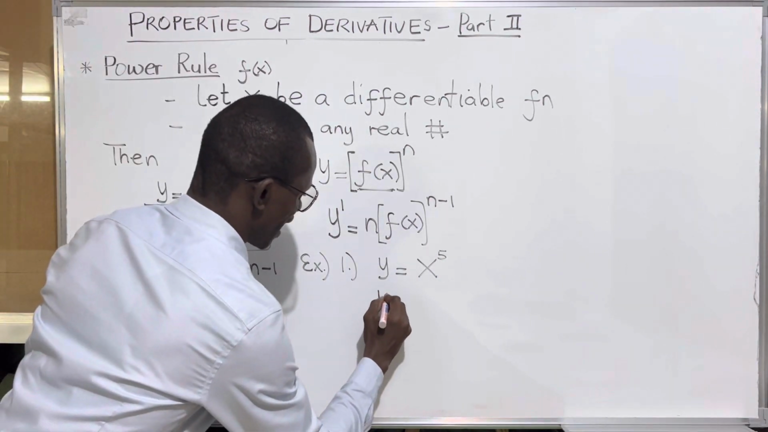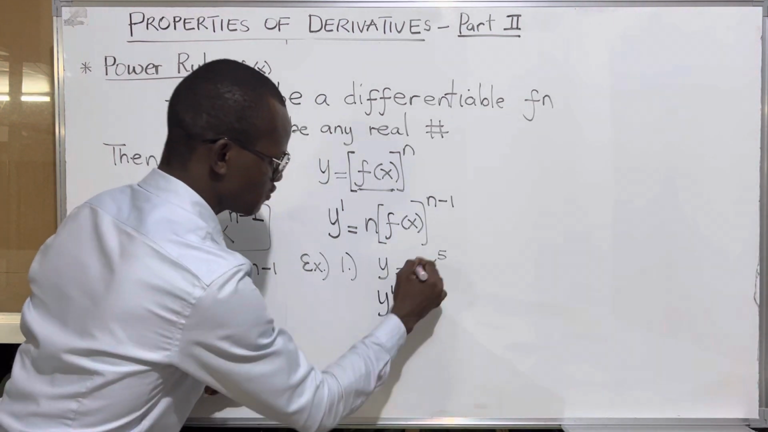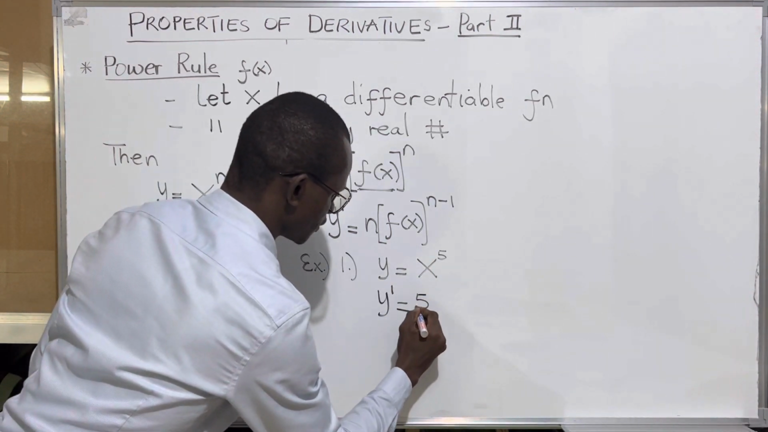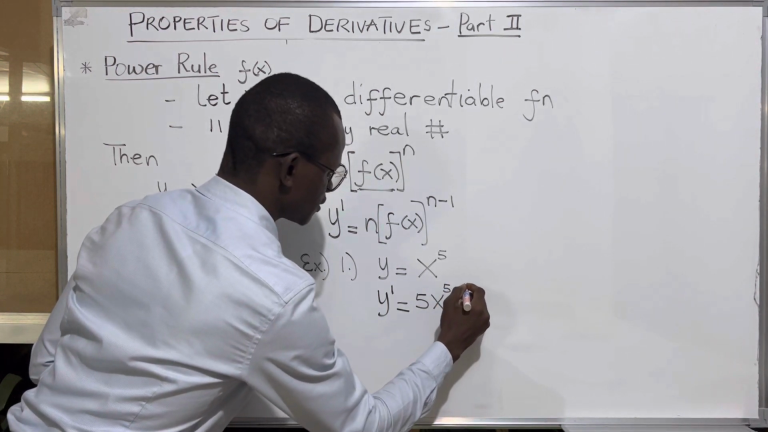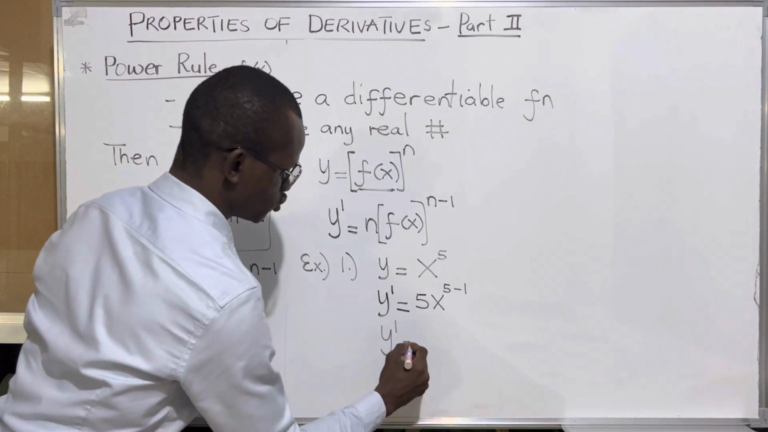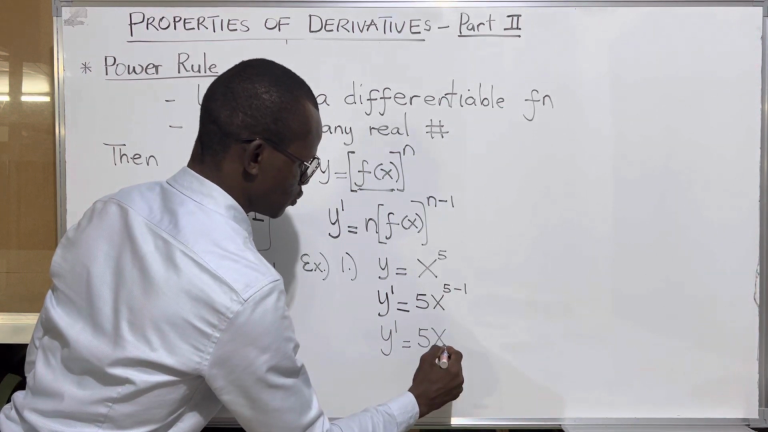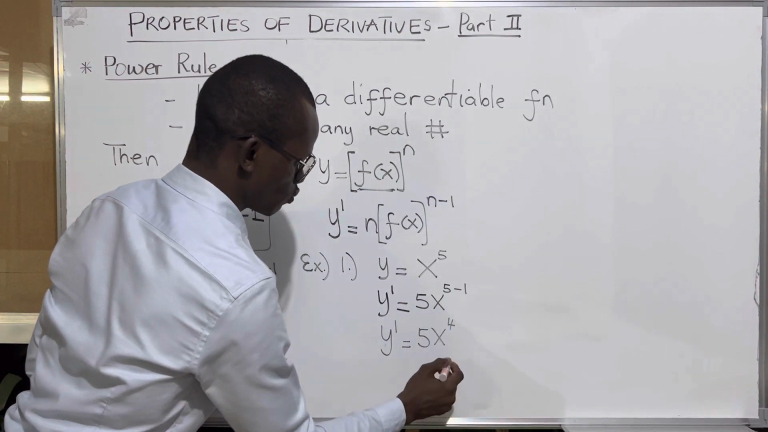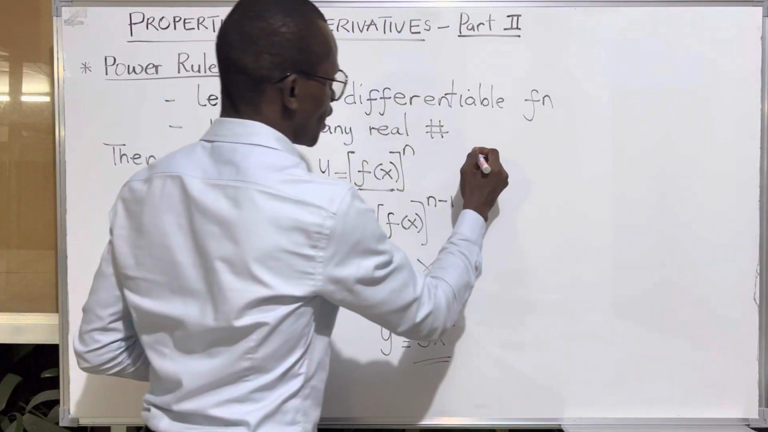So now we say y prime would just be equal to, we bring this 5 down, 5x raised to the power 5 minus 1. So now we have y prime equal to 5x raised to the power 4. This is the derivative. Let's look at another problem.